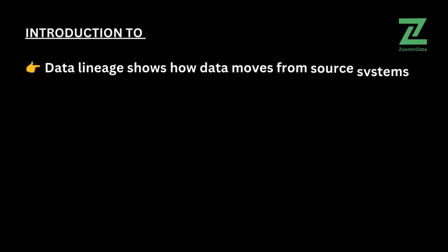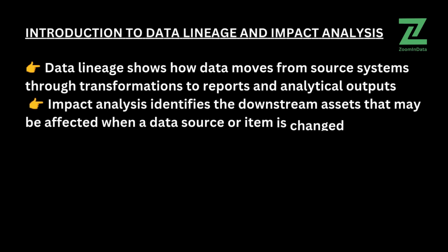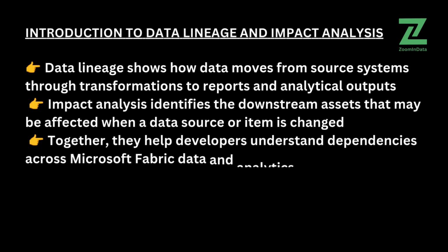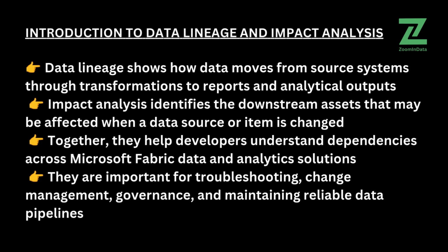Data lineage shows how data moves from source systems through transformations to reports and analytical outputs. Impact analysis identifies the downstream assets that may be affected when a data source or item is changed. Together, they help developers understand dependencies across Microsoft Fabric data and analytics solutions. They are important for troubleshooting, change management, governance, and maintaining reliable data pipelines.